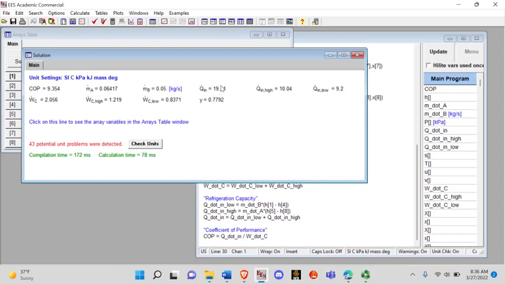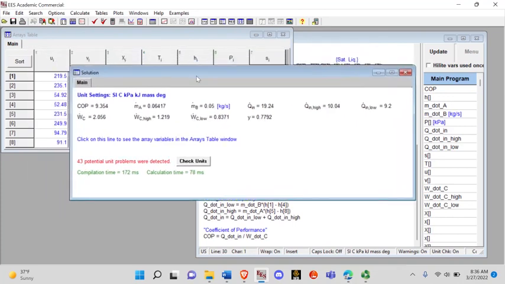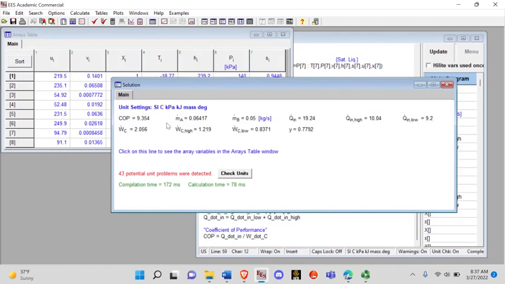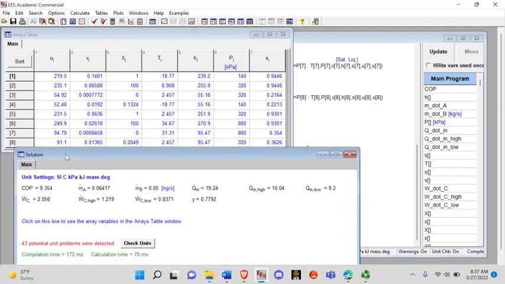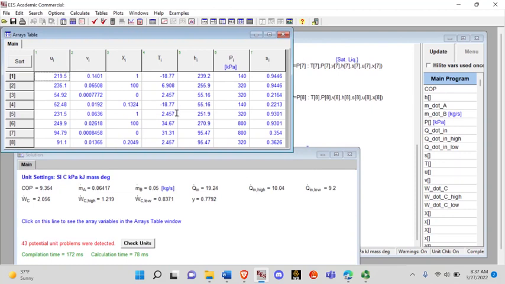Total is 19.24. We have our work done by the high compressor, or sorry, this is power, not work. Power done by the high compressor, power done by the low compressor, or total compressor power, and then we have our COP is 9.354 as our ratio here. Then we can look at our array tables for thermophysical property values, and we have all the states defined. They look good.